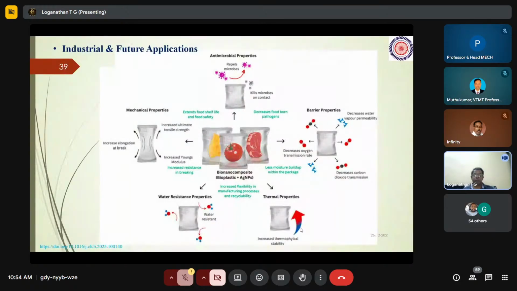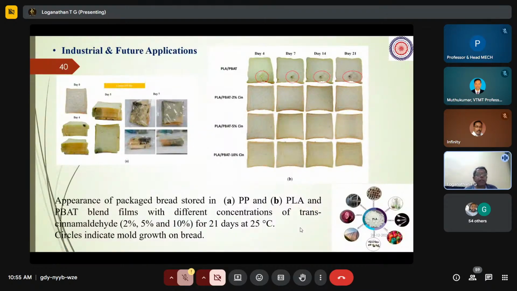So this is the type of research that people in European countries are doing in order to safeguard the environment as well as to support society.